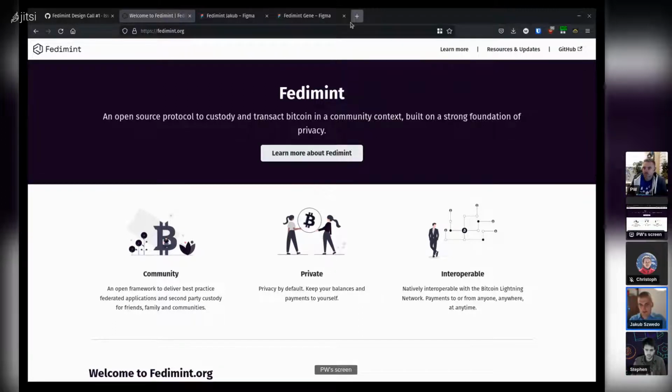Cool. Another type of user would be wallet creators who just want to, I don't know, add interoperability with Fedimint without necessarily creating their own mint, I guess. Am I right? Yeah, I mean the mint is an open source protocol, so really anybody should be able to fire them up.